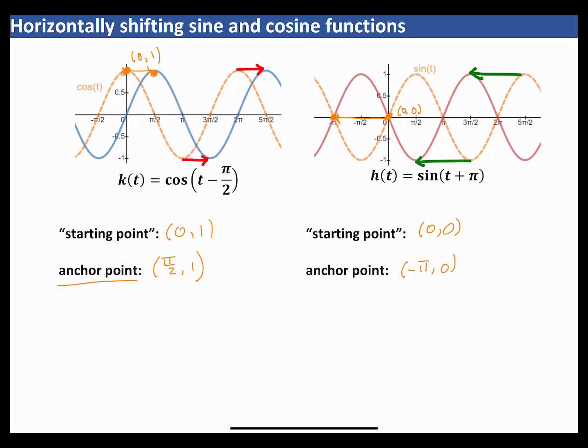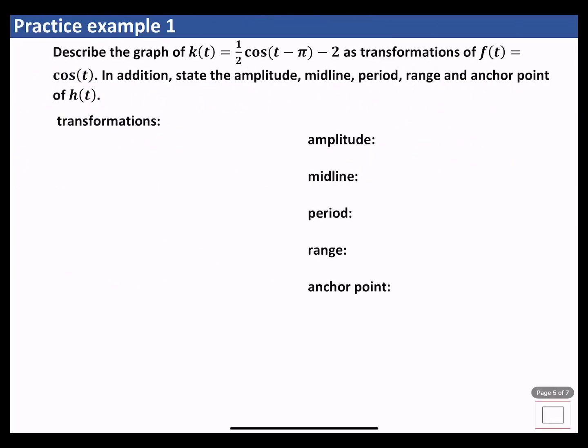Let's now look at an example where we perform a horizontal shift as well as a vertical stretch and a vertical shift to the graph of a circular function. Here we want to describe the graph of k of t equals 1/2 times the sine of the quantity t minus pi minus 2 as transformations of f of t equals cosine of t. In addition, state the amplitude, midline, period, and range of k of t. Pause the video and try to answer this question on your own.